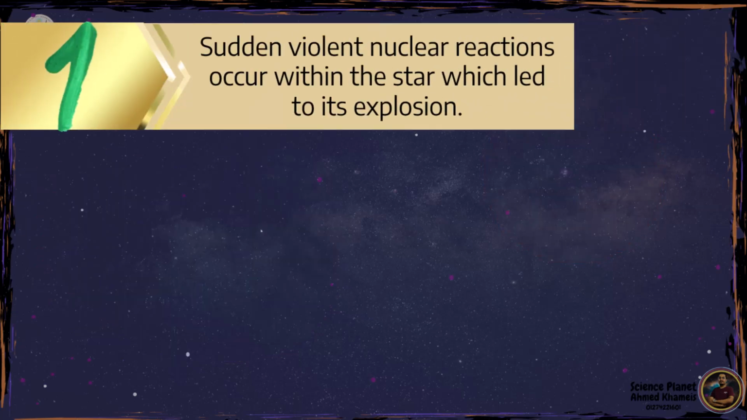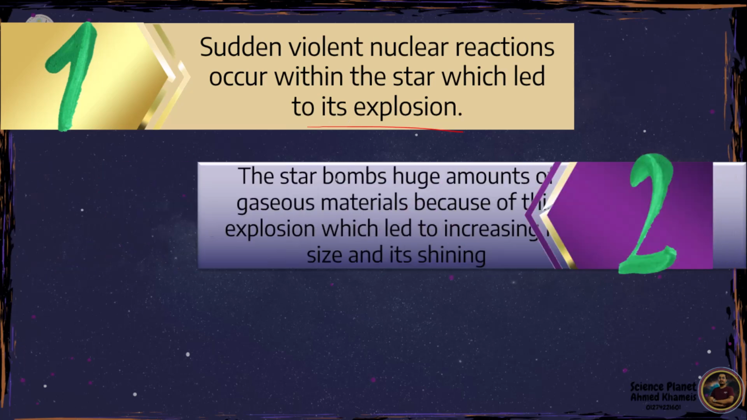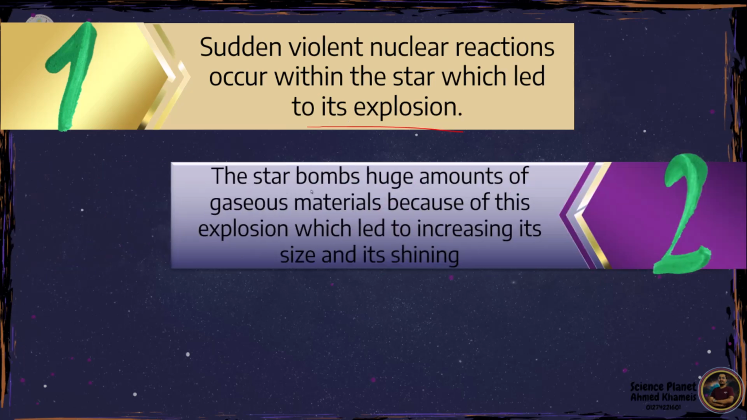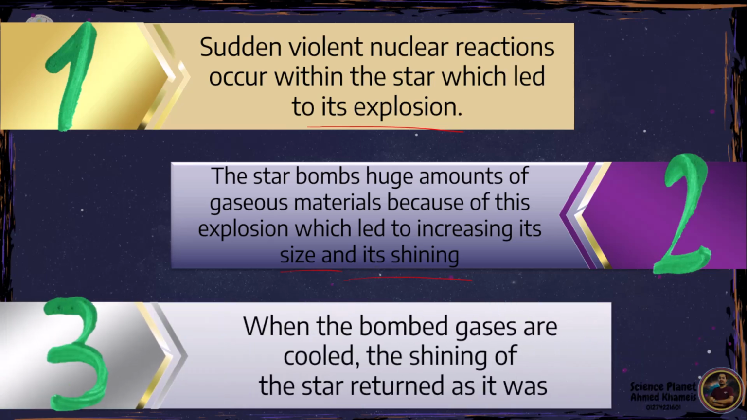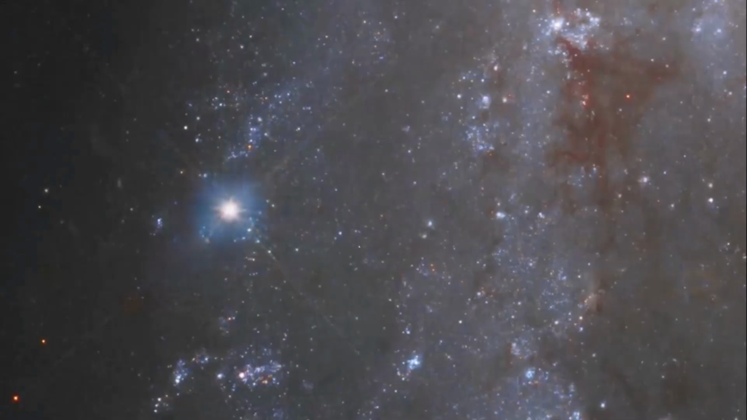The way that happens is a sudden violent nuclear reaction occurs within the star, leading to the explosion. The star pumps out a huge amount of gaseous material because of its explosion, leading to an increase in size and shining. When the pumped gases cool, the shining of the star returns to its original state. So here is an example of an exploding star.